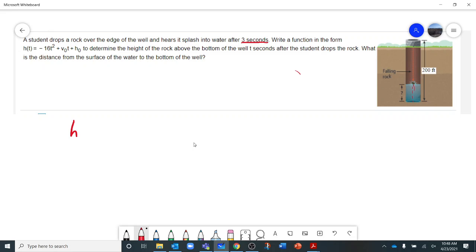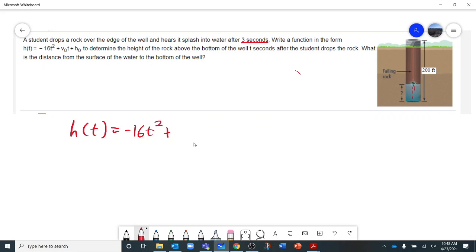And hopefully you've already done this and you come up with a similar answer. Or if not, you see why not. Negative 16t squared, that's the force of gravity on the rock, plus v0t, our initial velocity. Well, we just dropped the rock, right? We didn't throw it. So our initial velocity is actually 0. And 0 times t is just 0. So we don't have an initial velocity portion.